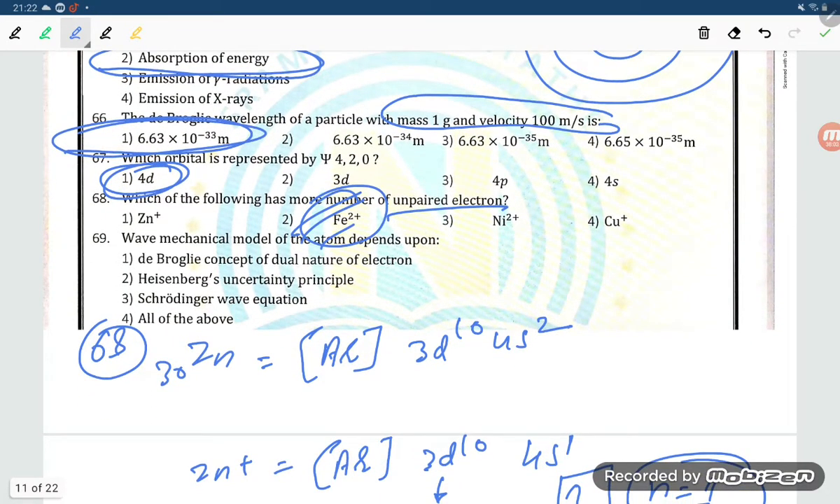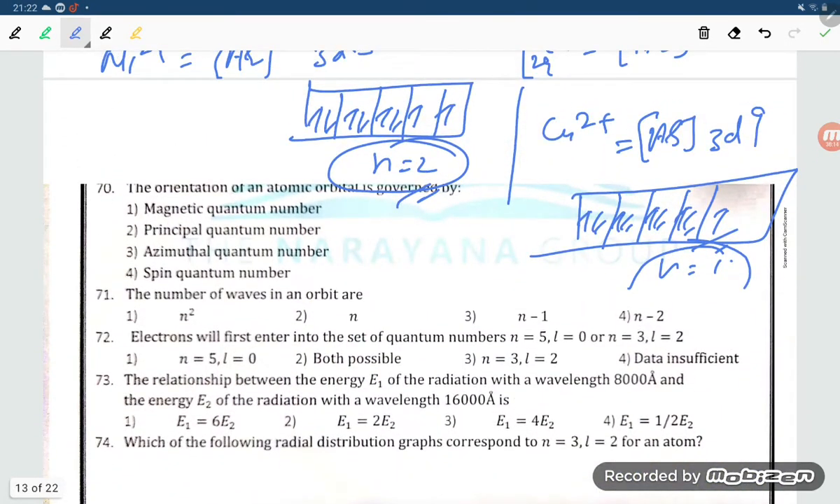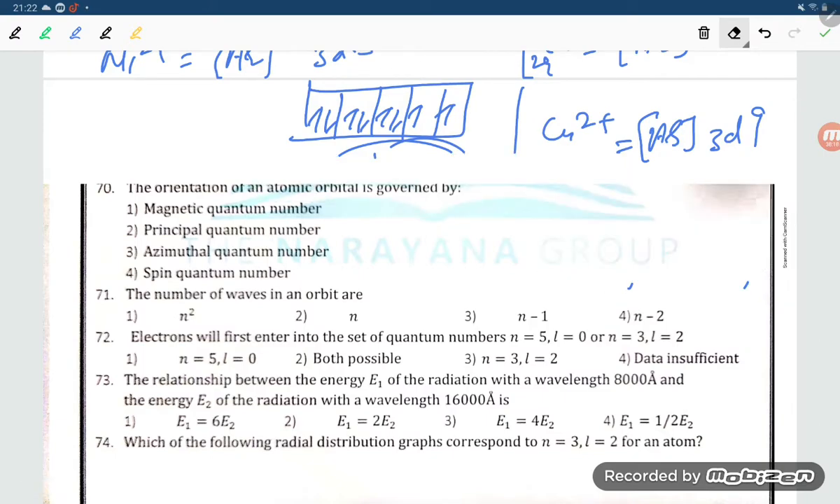Now, the wave mechanical model of the atom depends upon de Broglie, Heisenberg uncertainty, and Schrodinger wave; all of these principles. Question number 70: the orientation of orbitals is governed by, so the magnetic quantum number tells about the orientation of orbitals, that is, the axis of the orbital. The number of waves in orbitals are n, students.